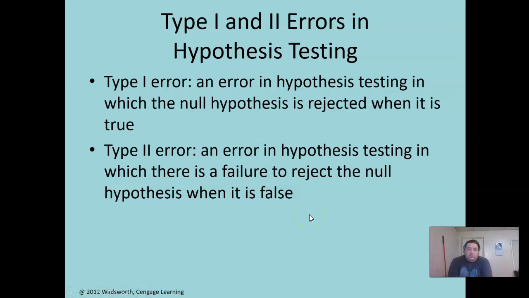So type 1 and type 2 errors in hypothesis testing. A type 1 error is an error in hypothesis testing in which the null hypothesis is rejected when it is true.